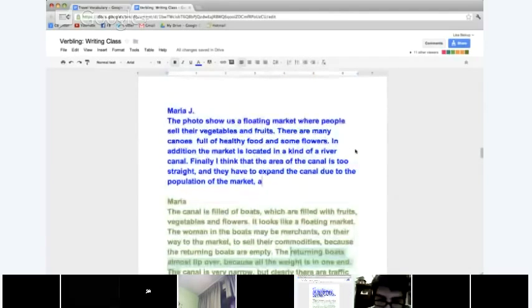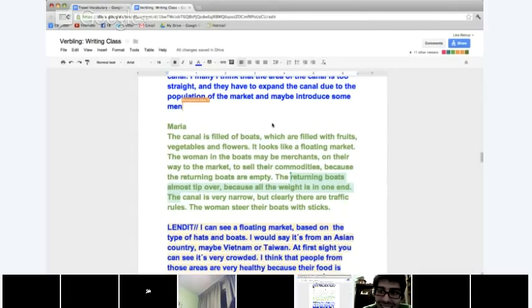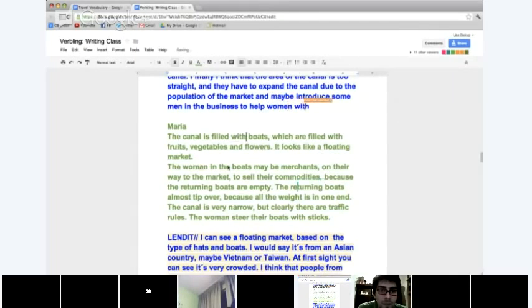Okay, just let me know when you're ready. If anybody's ready? I'm ready with number two. Okay. The canal is filled with boats, which are filled with fruits, vegetables, and flowers. It looks like a floating market.